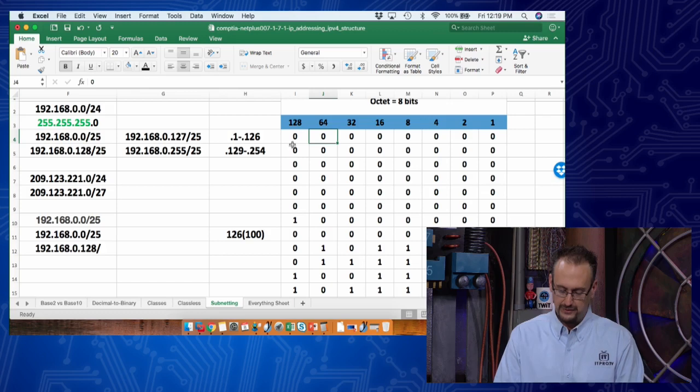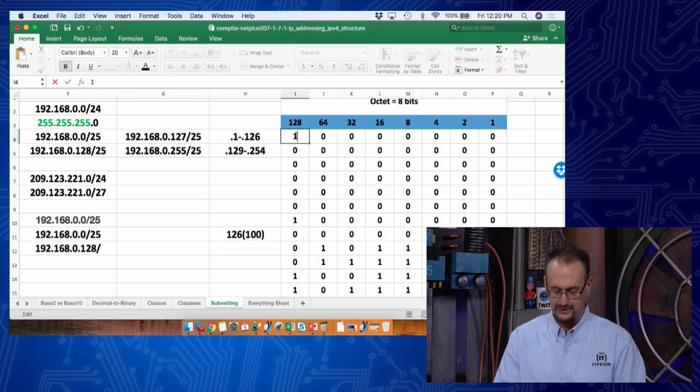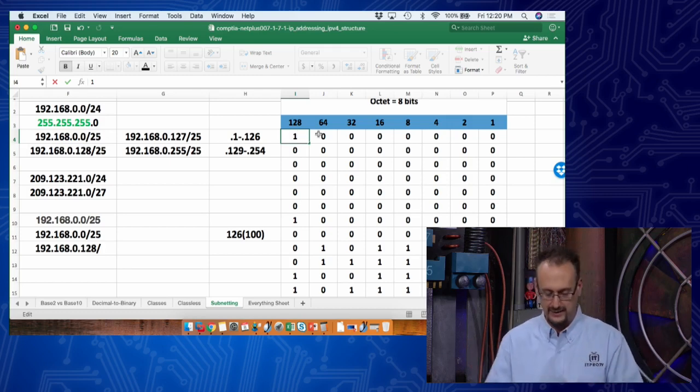Well, let's see. Do I need 7? Well, I don't need 7, right? Because if I turn just the 1 bit on, and that makes the rest of those host bits, well, that's what we already started with. So that's a little bit too much, right? There's a lot of waste there. We don't want any waste.